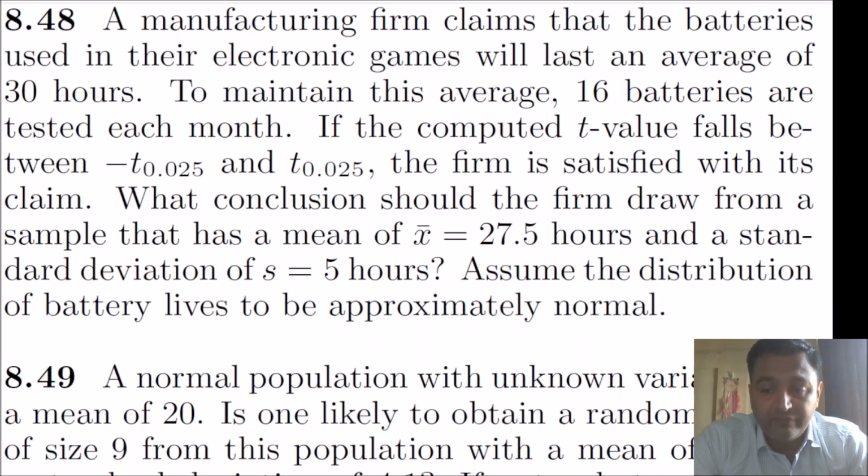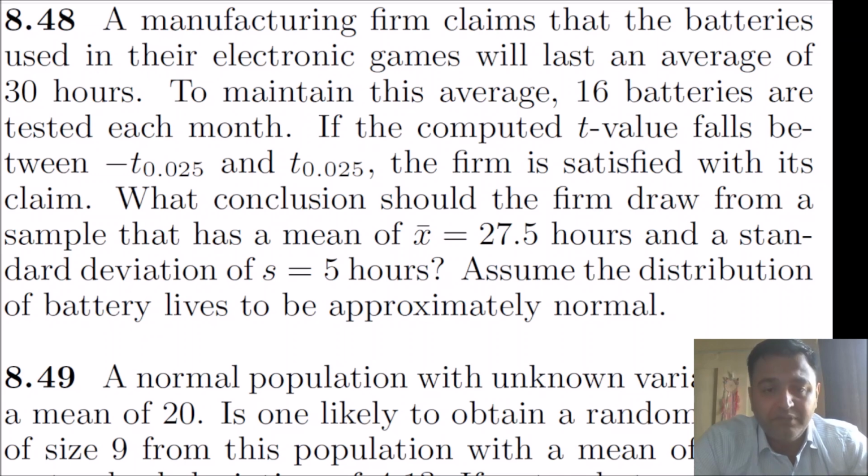Now let's go to the 8.48 question. A manufacturing firm claims that the batteries used in their electronic games will last an average of 30 hours. To maintain this average, 16 batteries, so we have a sample size of 16, are tested. If the t value falls between minus t 0.025 and plus t 0.025, the firm is satisfied with the claim. And if the t value does not lie in this range, then the firm will not be satisfied with the claim.